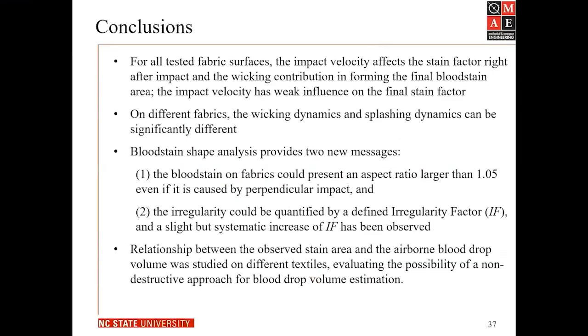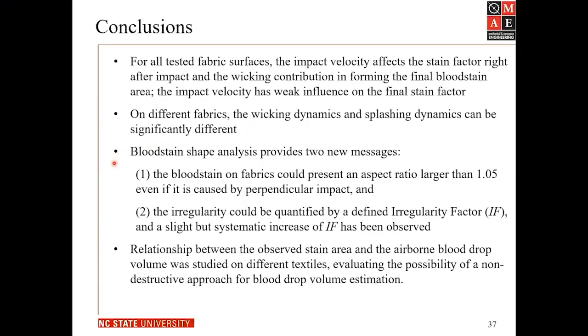And so in conclusion, for all the tested fabrics, we looked at the impact velocity effects and the stain factor right after impact and the wicking contribution in forming the stain area. The impact velocity has a very weak influence on our final stain factor or the final stain diameter. On different fabrics, the wicking dynamics and splashing dynamics can be quite different, but there are some underlying things that we can discover, as we just mentioned, with the number of ejected drops, the total size.